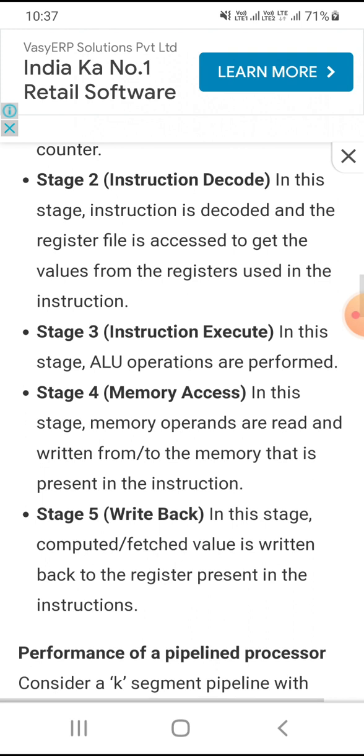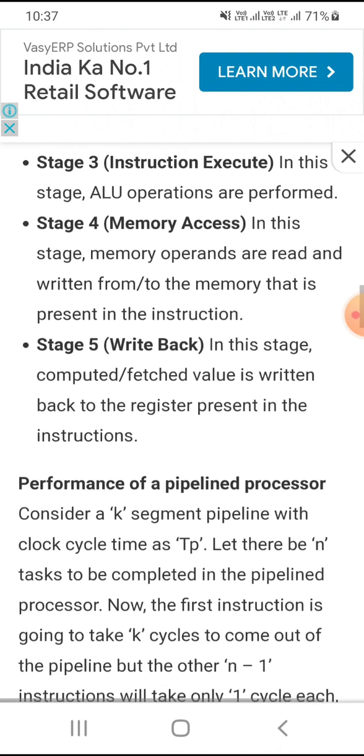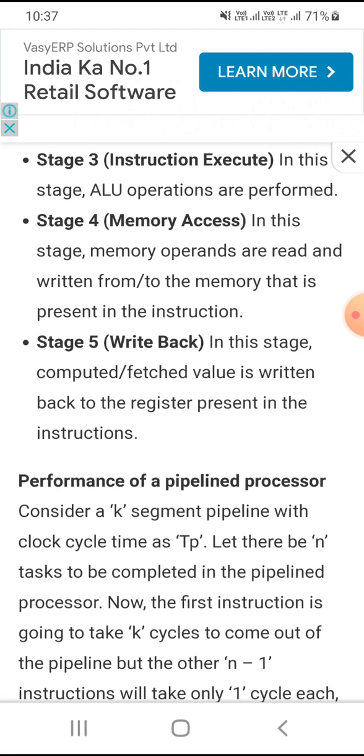Stage 3, instruction execute. In this stage, ALU operations are performed. Stage 4, memory access. In this stage, memory operands are read from and written to the memory that is present in the instruction. Stage 5 is write back. In this stage, the computed or fetched value is written back to the register present in the instruction.